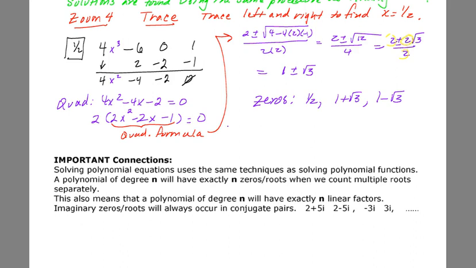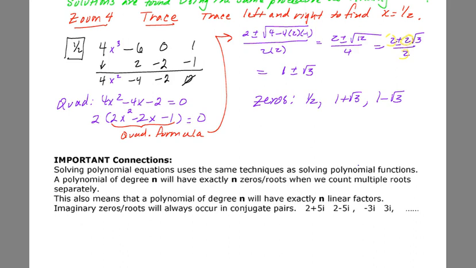Let's look at some important connections we can make from the previous examples that we did. When we're solving polynomial equations, we'll use the same techniques as solving polynomial functions. The degree n of a polynomial function means it will have exactly n zeros, or roots, or solutions, however you want to interpret that, when we include and count those repeated or multiple roots separately. So the nth degree tells us exactly how many zeros.